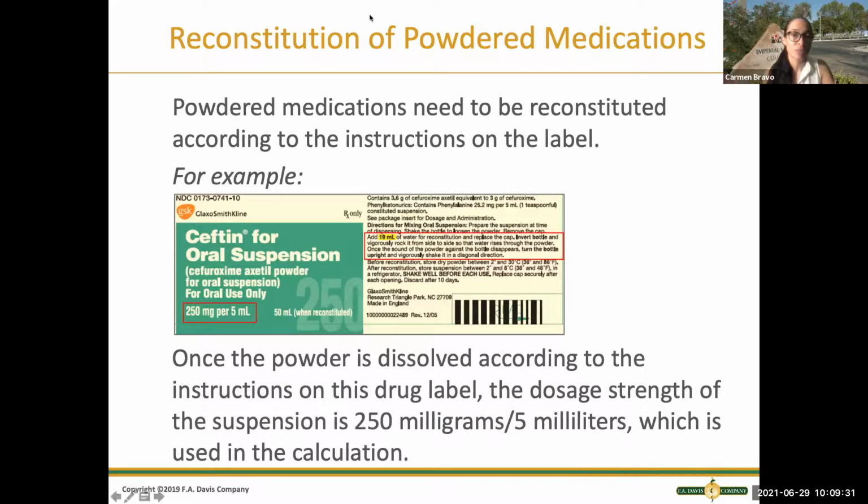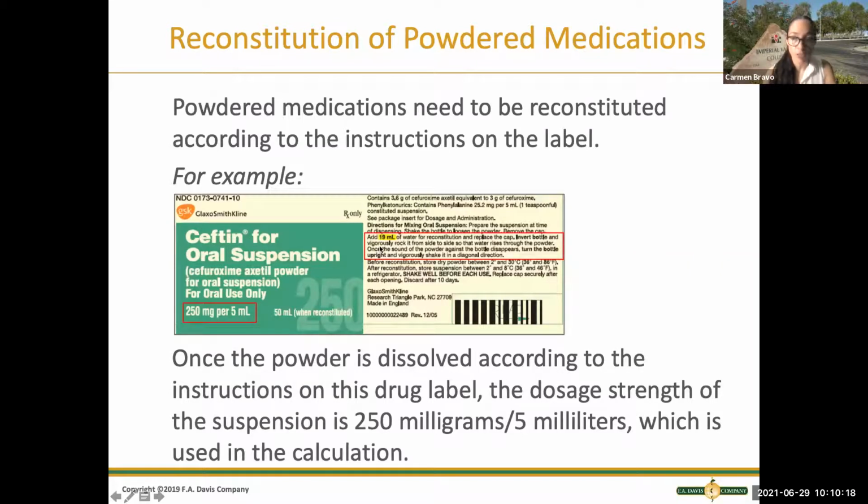Let me just tell you about the reconstitution of powder medications. Sometimes you're going to get medications that come in powder because once you reconstitute them, they're not going to last that long. Normally once you reconstitute a medication, it's not good after like 7 to 14 days. Most of the time these are antibiotics. Once you reconstitute them, you have to read in the back, and it says once reconstituted, discard after 7 to 10 days or discard after 14 days, whatever it's specifically telling you.